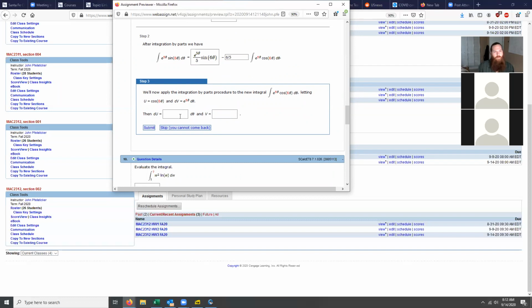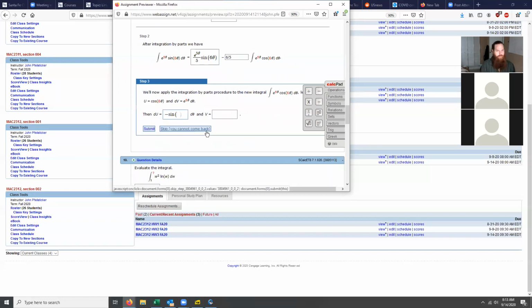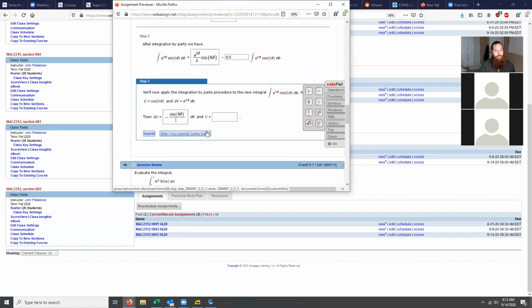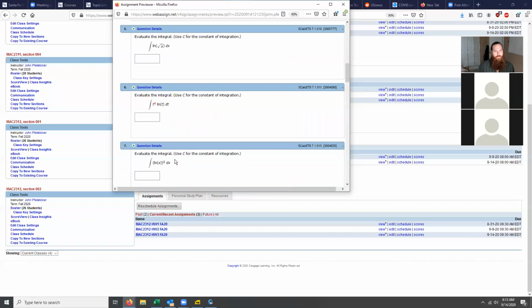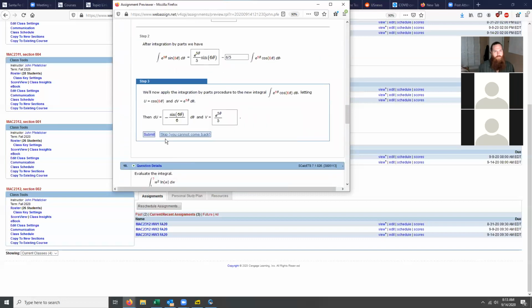And now we run IBP one more time. Here we've got u equals cos 6 theta, so du will be negative sine 6 theta over 6, and v, if I integrate that, I still get e to the 5 theta over 5. So the purpose of this problem is to gently walk you through.